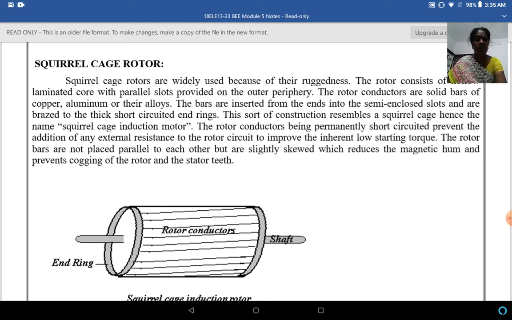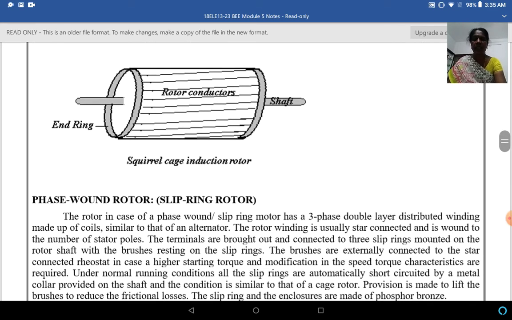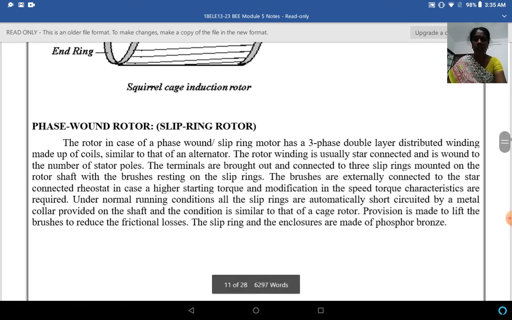The rotor conductors are permanently short circuited, which prevents the addition of any external resistance to the rotor circuit to improve the inherent low starting torque. The rotor bars are not placed parallel to each other but are slightly skewed, which reduces the magnetic hum and prevents cogging of the rotor and stator teeth. This is the diagram for the squirrel cage. The rotor end ring is shown at the end here. Next one is phase wound.